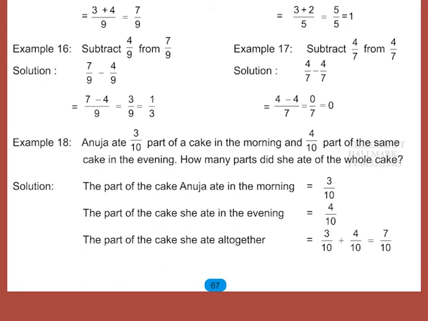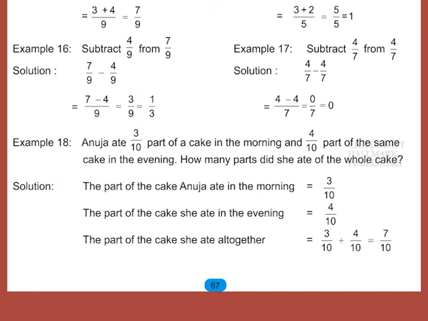Example 17. Subtract 4/7 from 4/7. Solution: 4/7 - 4/7 = (4-4)/7 = 0/7 = 0. Example 18. Anuja ate 3/10 part of the cake in the morning and 4/10 part of the same cake in the evening. How many parts did she eat of the whole cake?